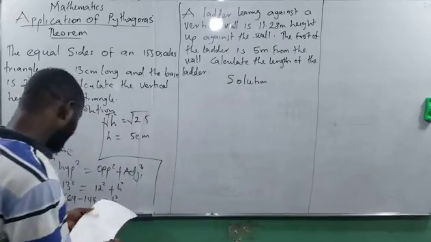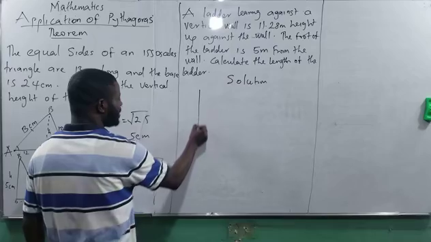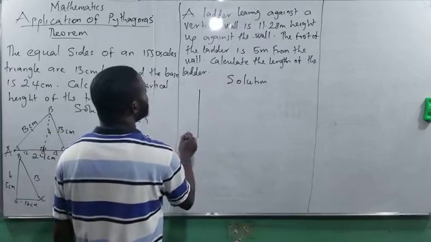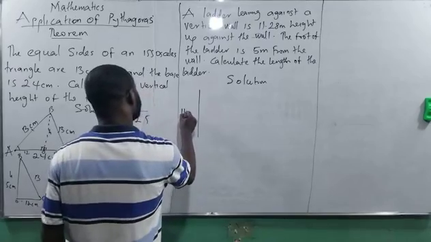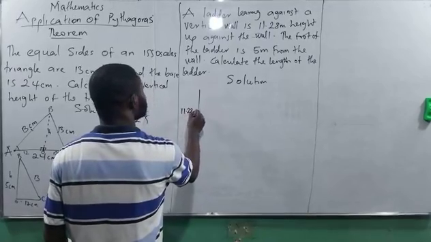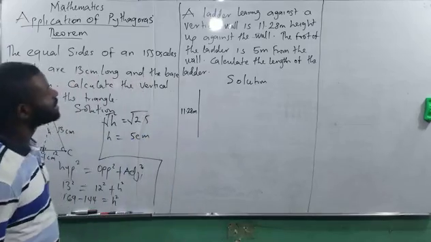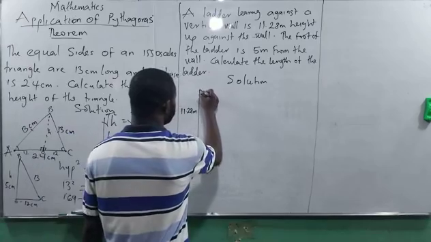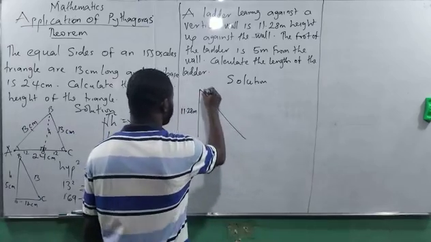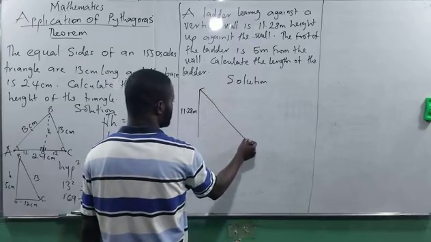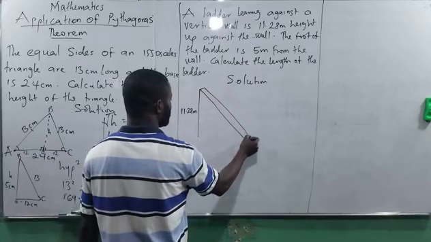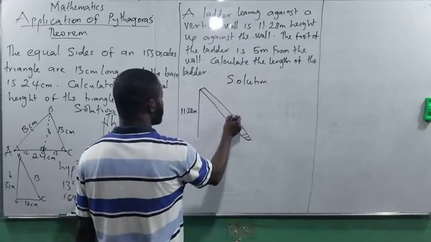Now, I'm talking about a ladder at this point. This is the wall, and we are told it is 11.28 meter. Now, this is from the foot to the ladder. Now, this is going to be the ladder. Permit me to draw. This should be a ladder. We all know a ladder.